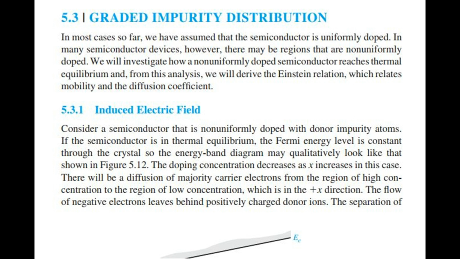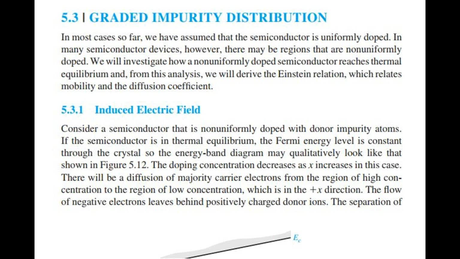In most cases so far, we have assumed that the semiconductor is uniformly doped. In many semiconductor devices, however, there may be regions that are non-uniformly doped. We will investigate how a non-uniformly doped semiconductor reaches thermal equilibrium and, from this analysis, we will derive the Einstein relation, which relates mobility and the diffusion coefficient.